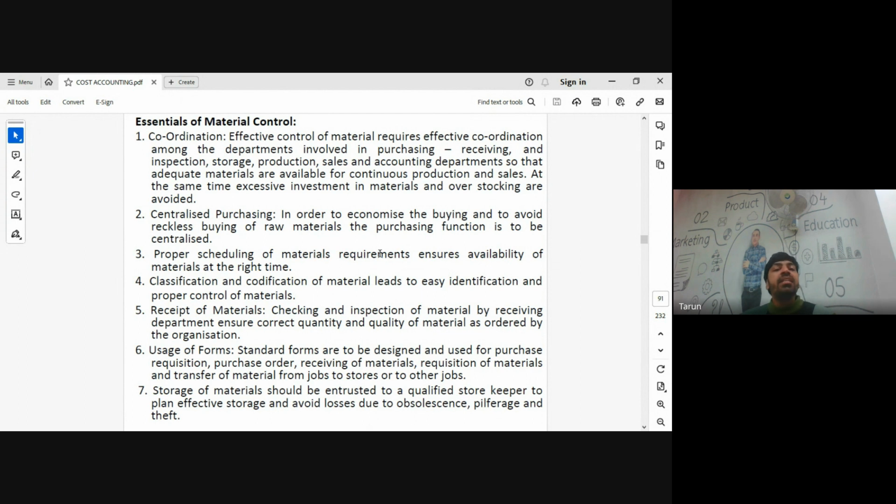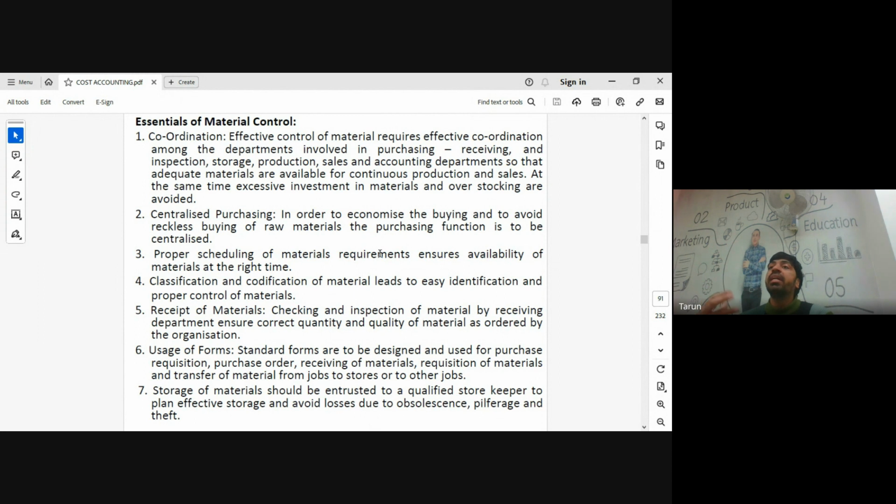Next one is centralized purchasing. It is very important to control the material when you have a centralized process in terms of purchasing. In order to avoid the reckless buying of raw materials, the purchase function with respect to raw material is to be centralized, right? Third one is proper scheduling of material requirements, which also ensures that materials, whenever required, are available at the right time. Next one is classification and codification of materials.